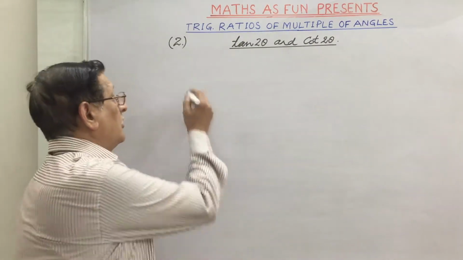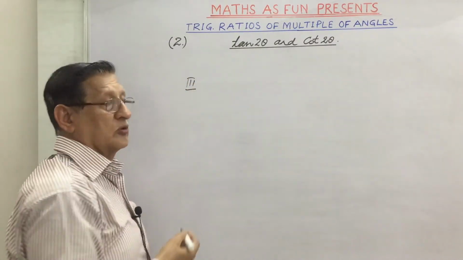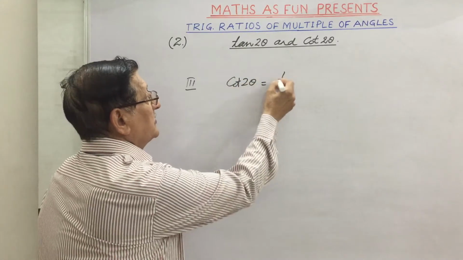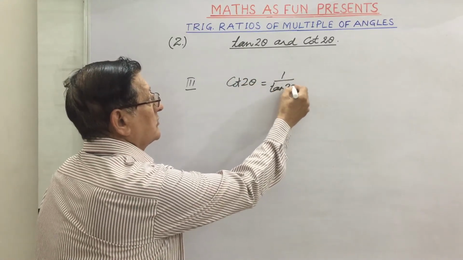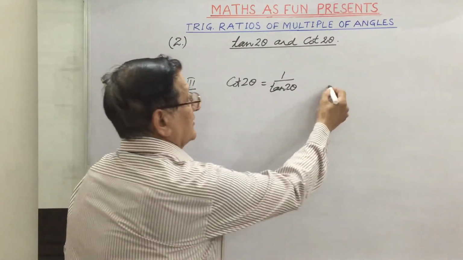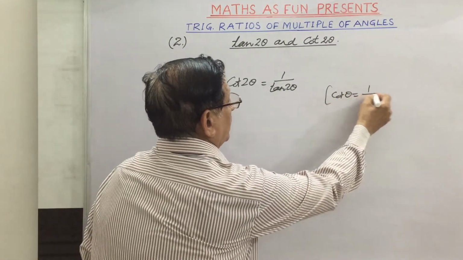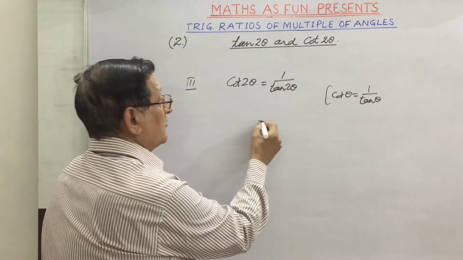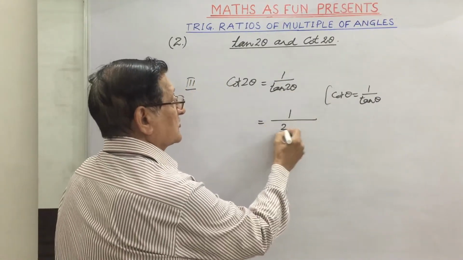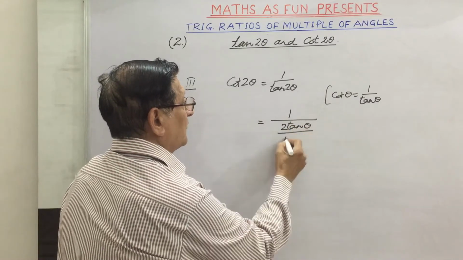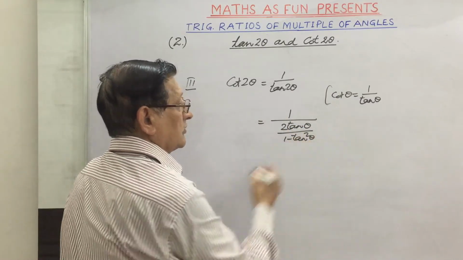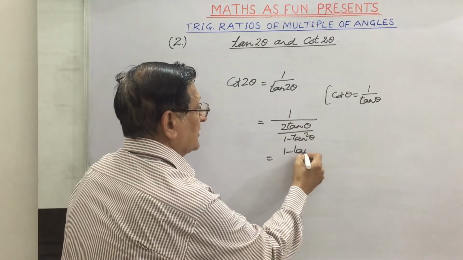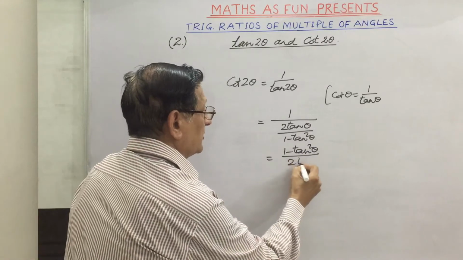Third method of finding the formula for cot 2 theta, we can apply that cot 2 theta can also be written as 1 upon tan 2 theta, since we know that cot theta is equal to 1 upon tan theta. We know the formula of tan 2 theta. We can write it as 2 tan theta upon 1 minus tan square theta. The reciprocal of this, we can write this as 1 minus tan square theta upon 2 tan theta.